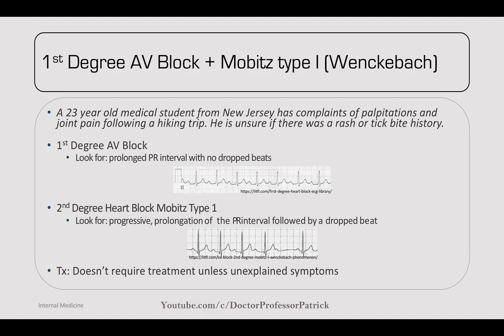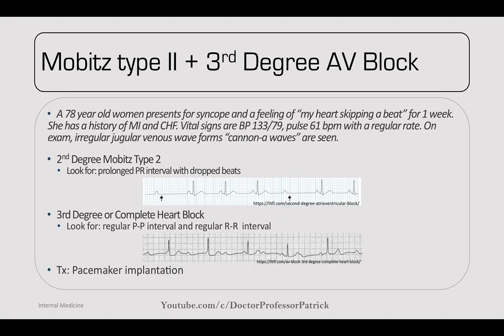Second degree heart block can be divided into two different types with different treatments. We've got Mobitz type 1, or Wenckebach, and Mobitz type 2. Type 1 is going to be progressive prolongation of the PR interval followed by a dropped beat. So it'll get longer, longer, drop. Now you've got a Wenckebach. Treatment usually doesn't require anything unless there are unexplained symptoms. Moving into Mobitz type 2 and third degree heart block.